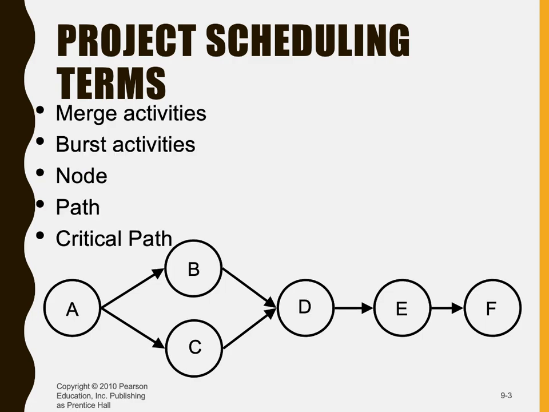Other than that, there are things like merge activity, where in this case, for example, node D shows a merge activity after completing B and C. It could be the assembly of a car, for example, with the engine, the body, and lastly the tires, the wheels. And we have the reverse, which is burst activity.